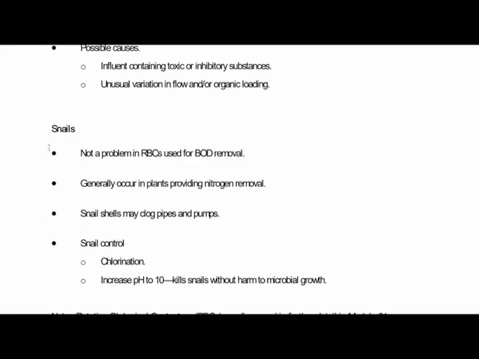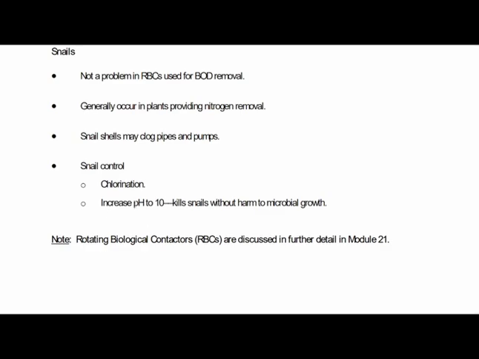Snails are not a problem in RBCs used for BOD removal, generally occurring in plants providing nitrogen removal. Snail shells may clog pipes and pumps. Snail control is chlorination, or increasing the pH to 10 to kill the snails without harming the microbial growth.